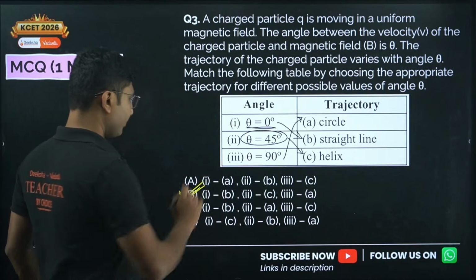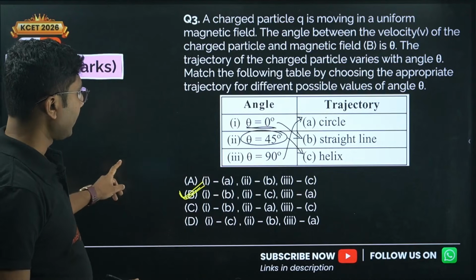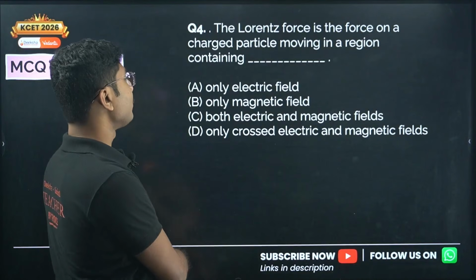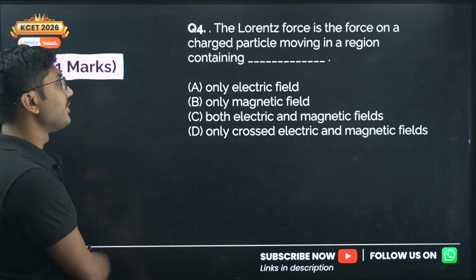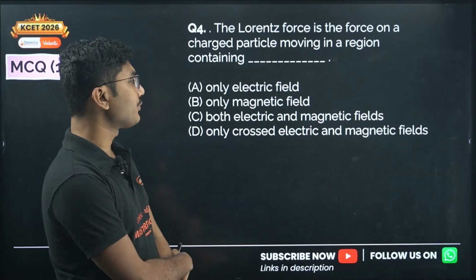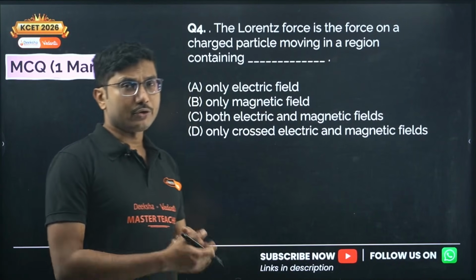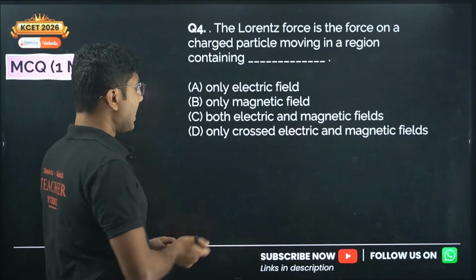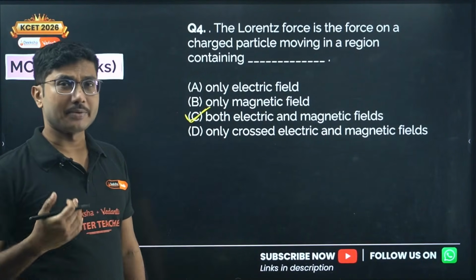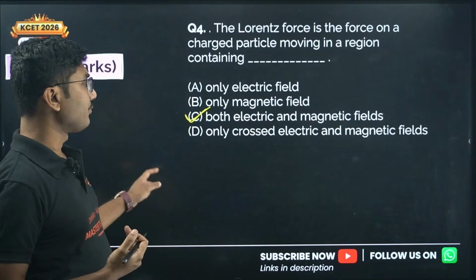Next, the Lorentz force is the force on a charged particle moving in a region containing both electric and magnetic fields. So Lorentz force is basically a force when both electric and magnetic field exist in some area, and the force experienced by the charge is given by the Lorentz force.